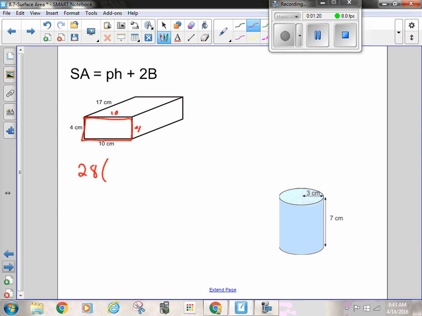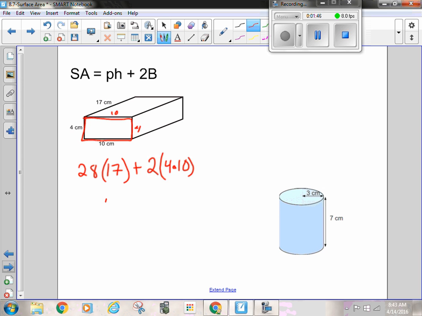My height is that perpendicular distance between the bases. So that's my 17 plus 2 base areas. Well, my base area is a rectangle, so I'm going to take 4 times 10. Then it's just to punch it right into your calculator: 28 times 17 plus 2 times 4 times 10.